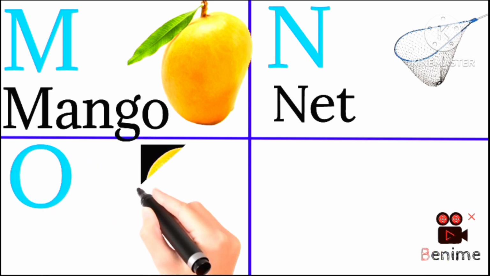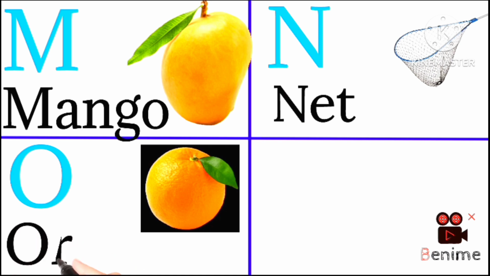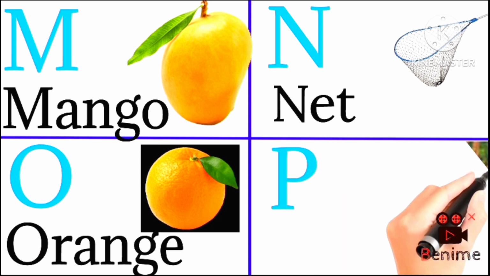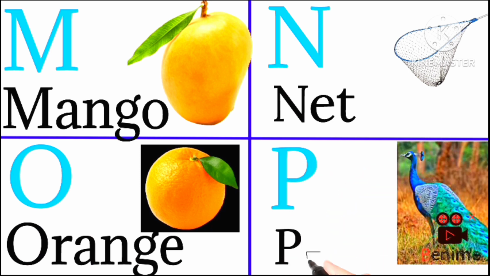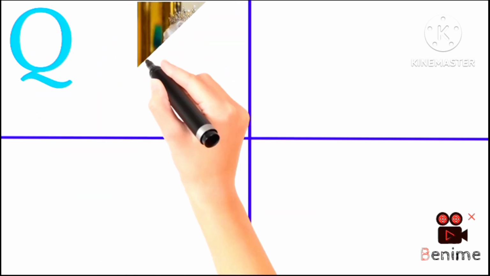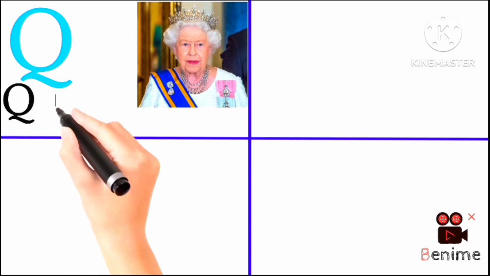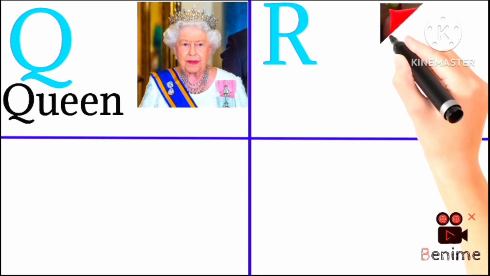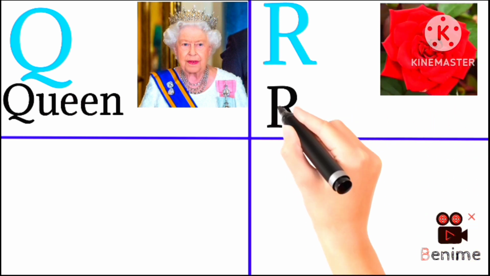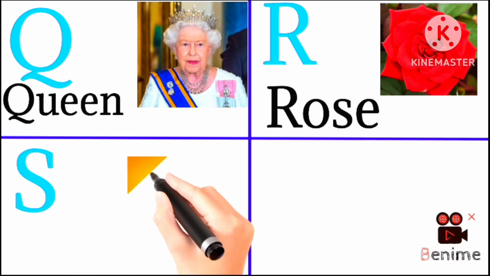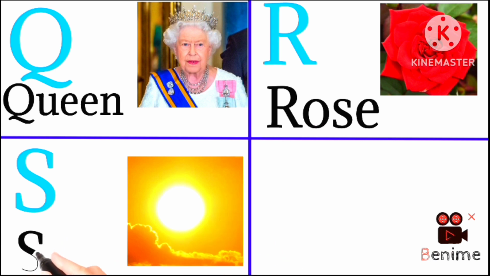O. O for orange. Orange means santra. P. P for peacock. Peacock means moor. Q. Q for queen. Queen means rani. R. R for rose. Rose means gulab. S. S for sun. Sun means suraj.